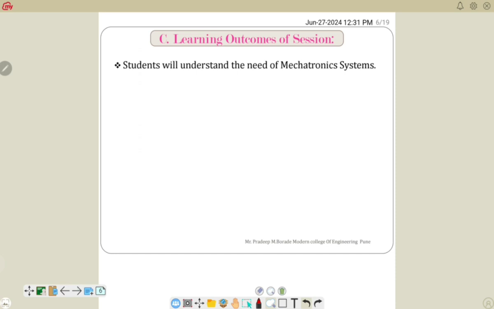Now for this first unit, the student will understand the need of mechatronic system. So the first topic is the introduction to mechatronic system and the need of this mechatronic system.